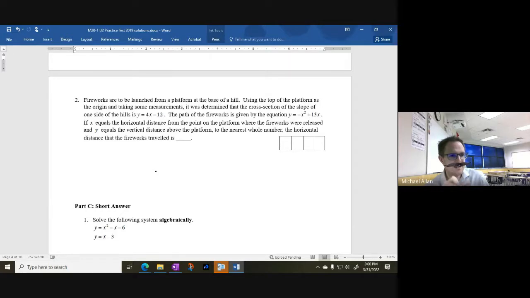Launched from the platform at the base of the hill, at the top of the platform, using the top of the platform as the origin, taking some measurements. It was determined that the cross-section of slope. What the hell is this? And when does it fall back on top of the hill? Okay, that makes sense. It's just a system of equations.